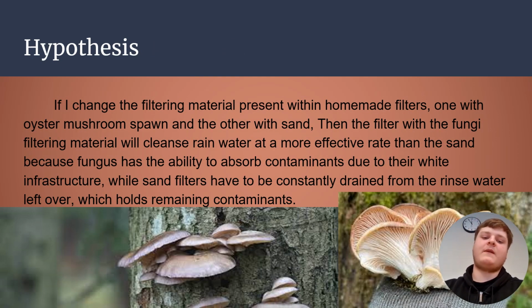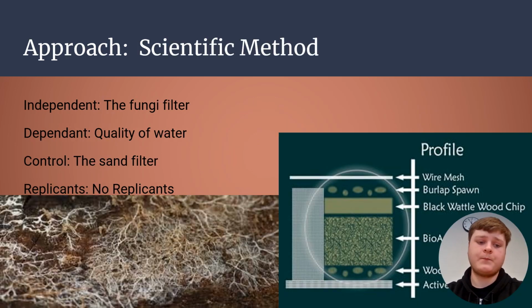My hypothesis for this was, if I change the filtering material present within homemade filters, one with oyster mushroom spawn and the other with sand, then the filter with the fungi filtering material will cleanse rainwater at a more effective rate than the sand, because fungus has the ability to absorb contaminants due to their white infrastructure, while sand filters have to constantly be drained from the rinse water left over, which can hold remaining contaminants.